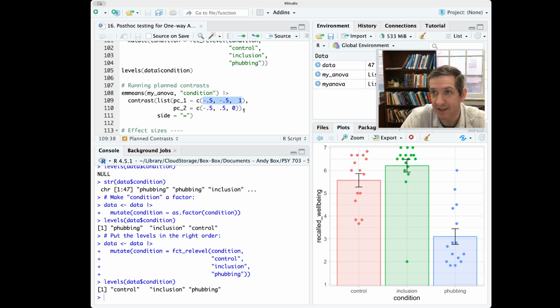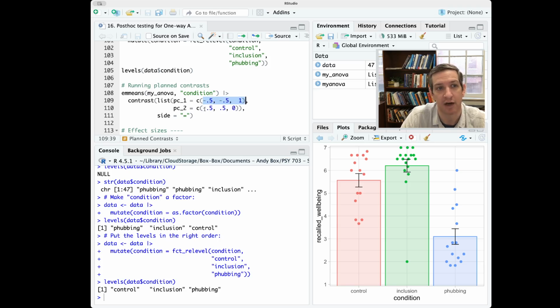Now, this is where it's nice to notice it really is critical that we put the levels in the order that we did. Otherwise, R would have no way of knowing that we want this negative 0.5 to correspond to the control condition, this negative 0.5 to correspond to the inclusion condition, and this 1 to correspond to the fubbing condition. But now that they're in the right order, and these are the codes we want to run, we're good to go for that first contrast.